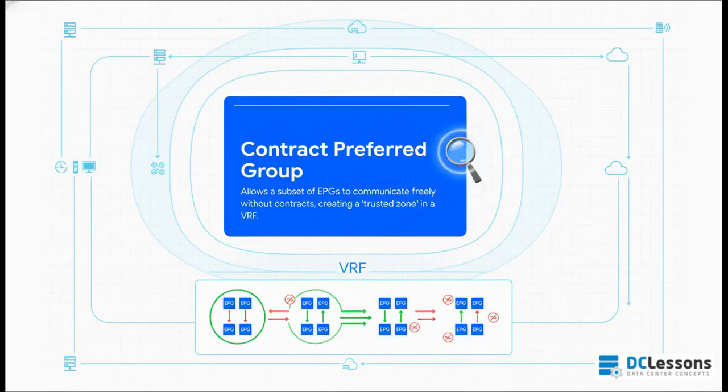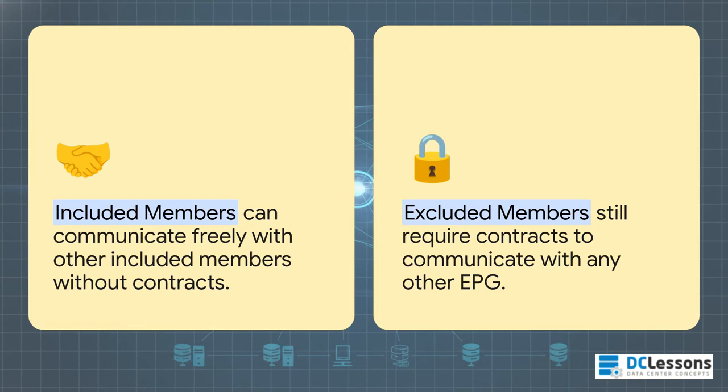So here's the formal definition, the key takeaway. A contract preferred group lets you selectively punch a hole in that super strict security model. It's not an all or nothing switch for your entire VRF, your routing instance. Instead, think of it as a tool to carve out a specific trusted zone for a group of EPGs, while everything else stays locked down tight. This really establishes the two states an EPG can be in once you turn this feature on. You can have included members, which gives them that free pass for contract-free communication with all the other included members, or you have excluded members, and this is the default, which means they operate under the normal, super secure model and need a contract to talk to literally anyone, whether they're included or not.